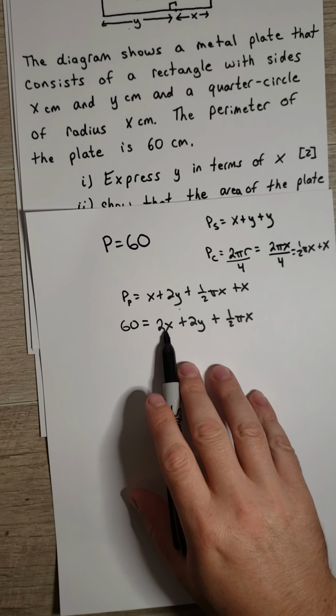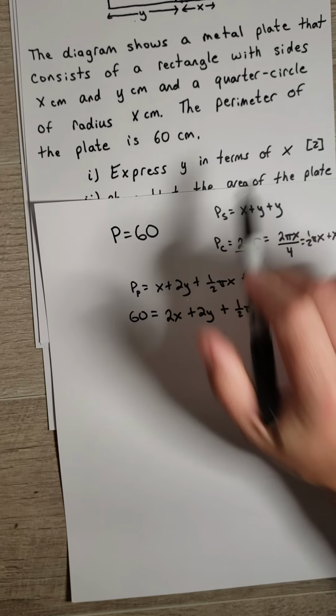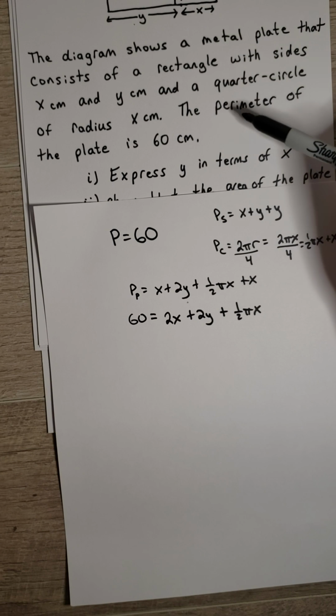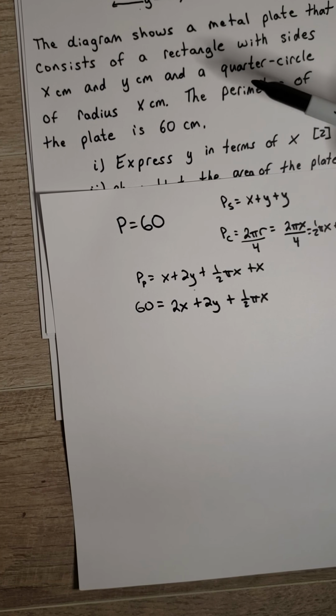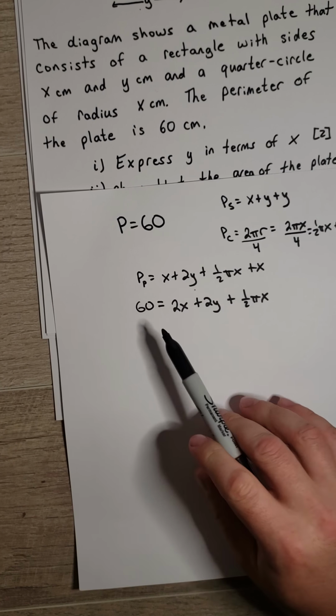Now, what do we have to do with this though? Express y in terms of x. They don't tell you where to get y and x from. That's the stuff they give you in the problem. They give us perimeter, so we're going to use perimeter. Here's my perimeter. Now I'm just going to rearrange this for y.